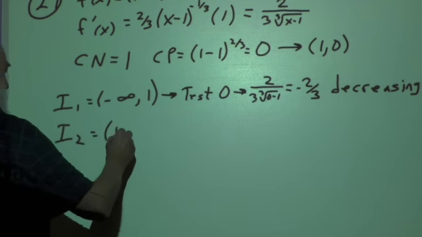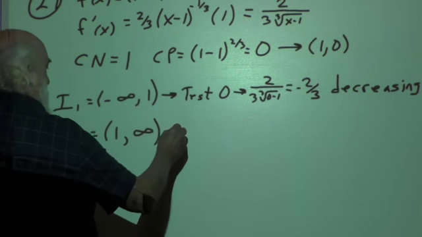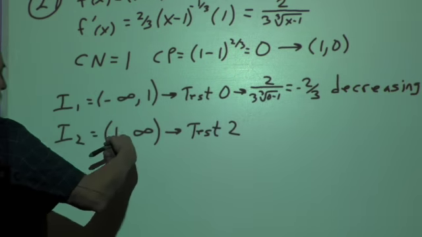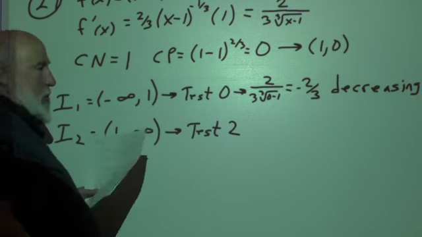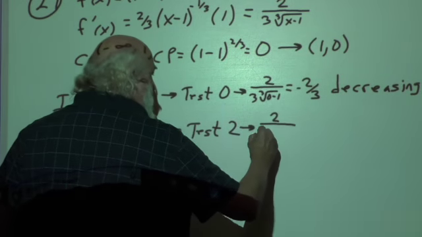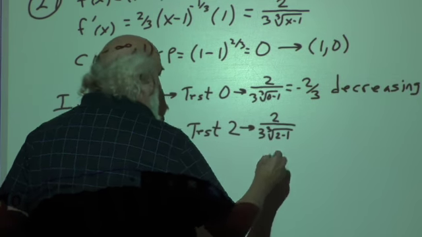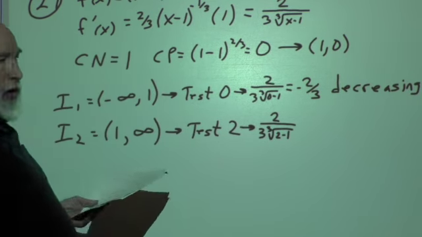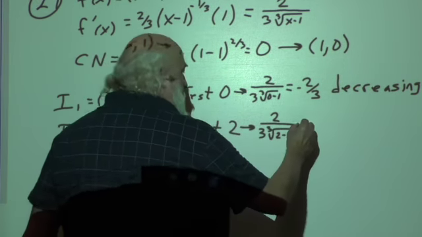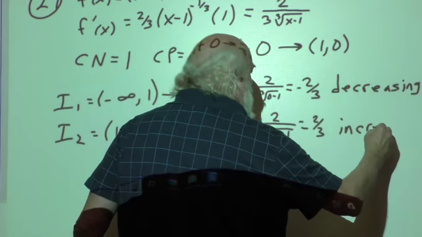So this is 1 to positive infinity. So we're going to test 2. That's the number between them. And I like to use nice small numbers. We'll test 2 with 2 over 3 times the cube root of 2 minus 1. Well, 2 minus 1 is 1, cube root of 1 is 1, 3 times 1 is 3. So this gives us a positive 2/3, which means that this is increasing.